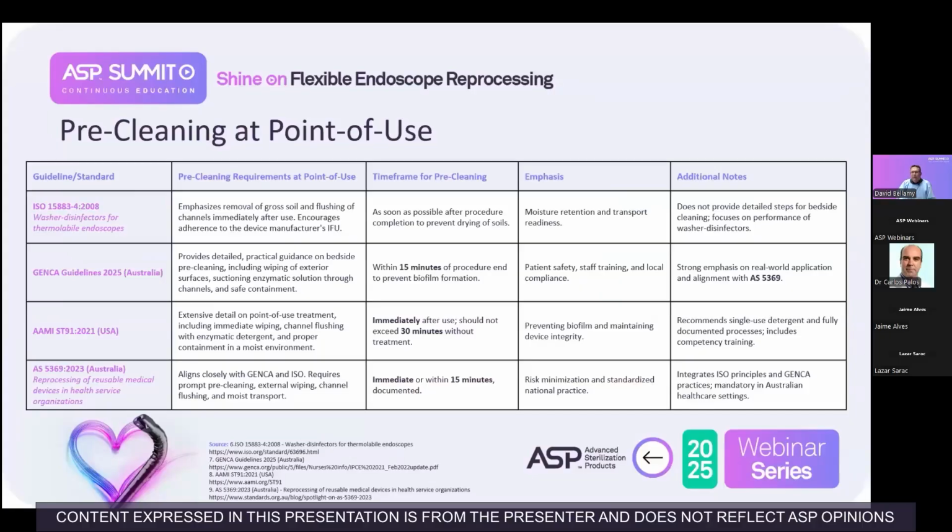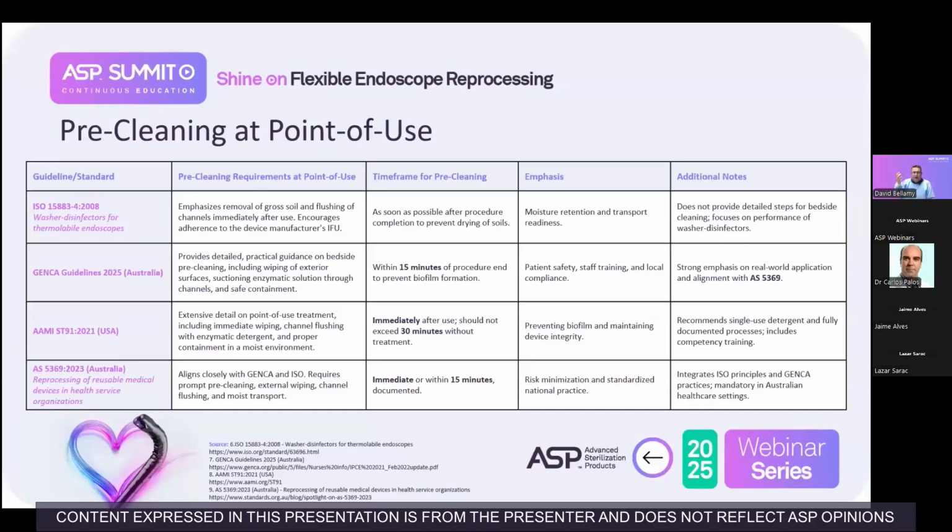And yes, it should be done within the procedure room, as we pointed out in the poll that most of us are doing. A key similarity is that all four standards emphasise the urgency of pre-cleaning to prevent biofilm and soil fixation. So I looked at time-specific guidance, the detail level for bedside practice, and biofilm emphasis. The comparison reveals notable differences: both GENSA and AS 5369 recommend pre-cleaning within 15 minutes, which aligns with international best practices.